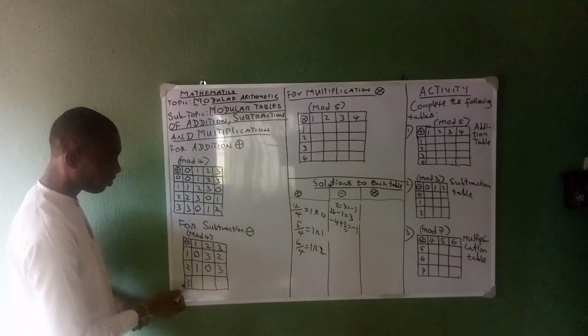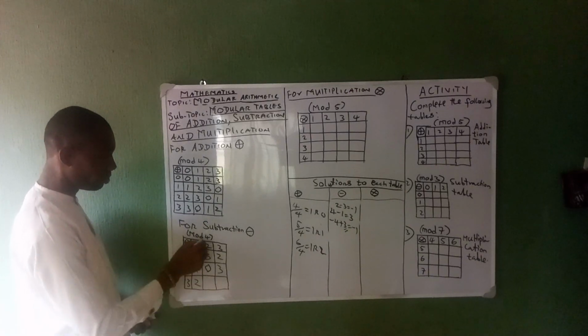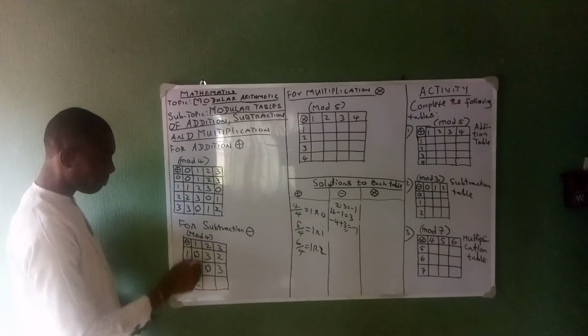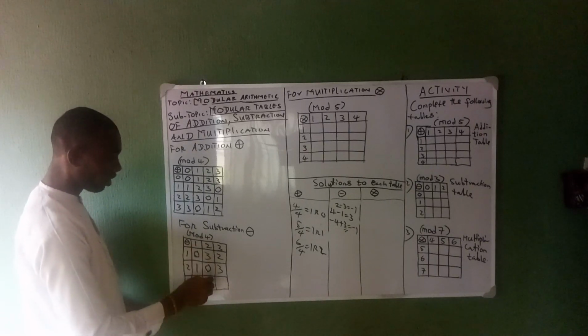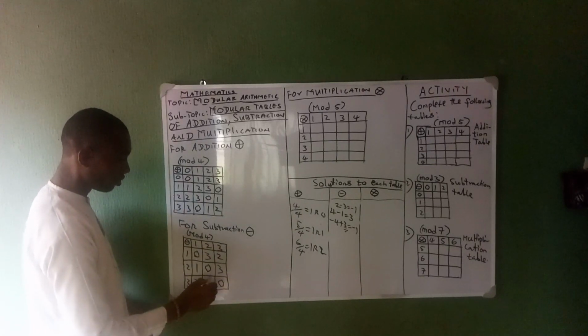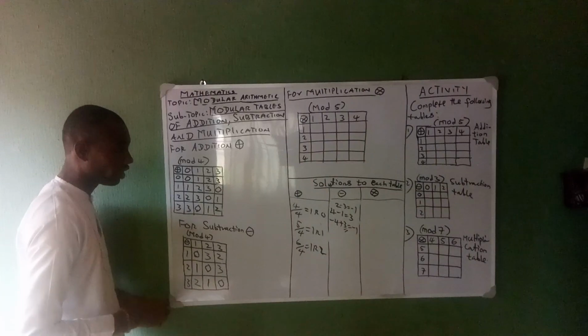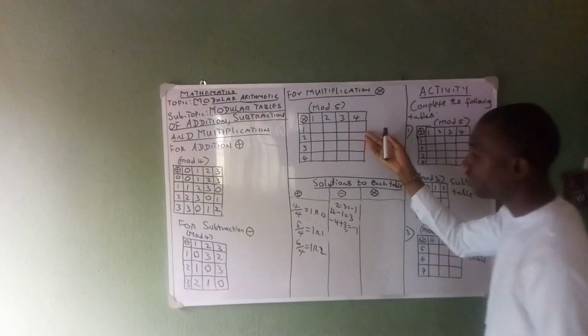So we'll have the case of the 3. 3 minus 1 will give us 2. 2 is below 4. 3 minus 2 will give us 1. 3 minus 3 will give us 0. This is the table for the subtraction. Now we'll come to the multiplication table.